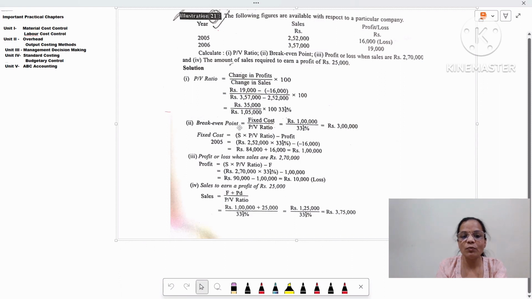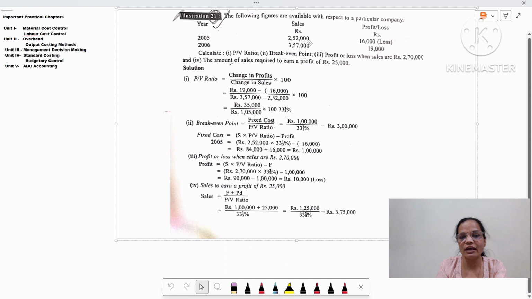Break-even point means no profit, no loss situation. Break-even point is calculated by using the formula fixed cost divided by PV ratio. In this question, fixed cost is not given. So first of all, you are required to find out fixed cost. Fixed cost will be calculated by sales into PV ratio minus profit. Here sales and profit are given for 2 different years. So you can use data of 2005 or 2006 because fixed cost हमेशा same रहेगी. Here we are using 2005 data.